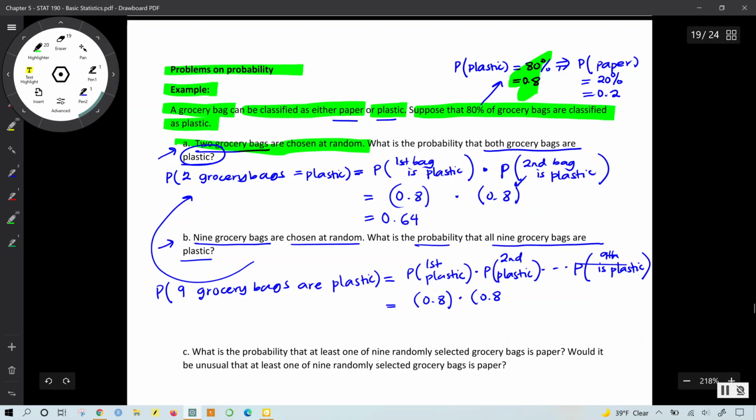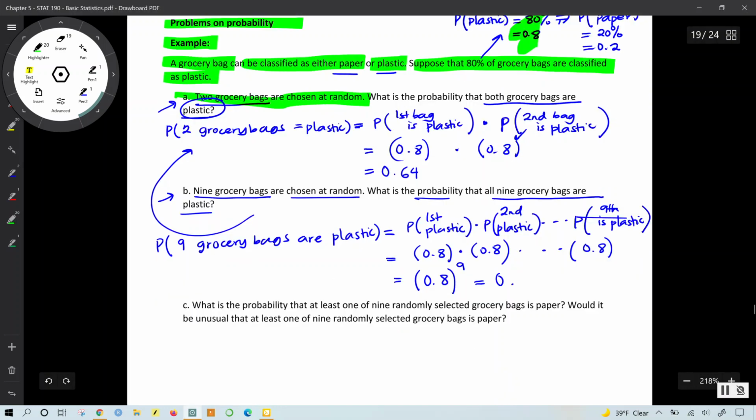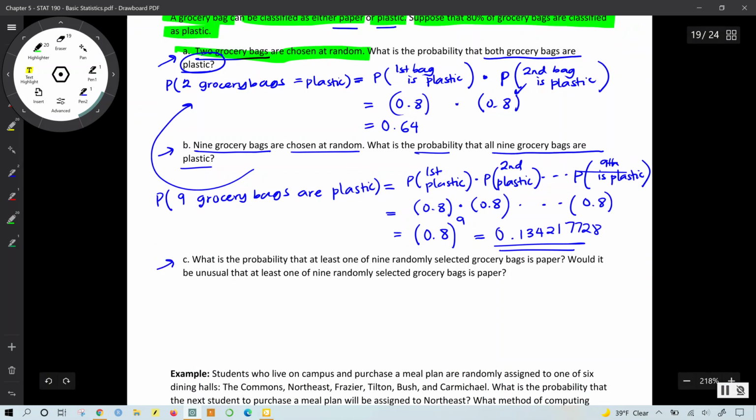Let me raise this up. So we'll have a case of 0.8 multiplied by itself 9 times, which is same as 0.8 raised to power 9. And that is equal to 0.134217728. Then we proceed to question C. What is the probability that at least one of the 9 randomly selected grocery bags is paper? Okay, let's stop reading at that point and let's answer that question. Then we'll be back to the second part of the question.